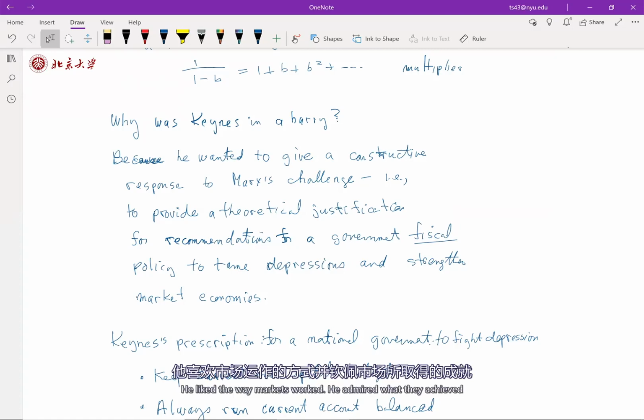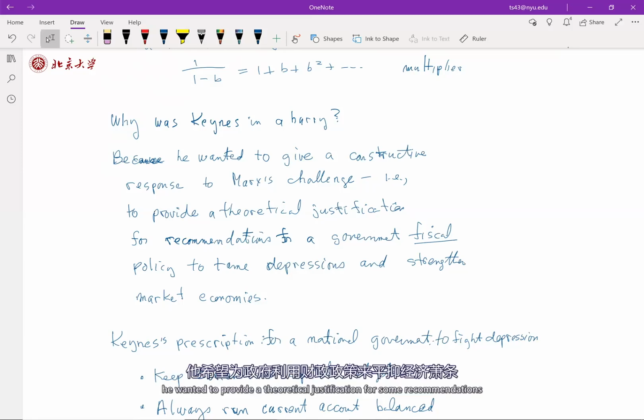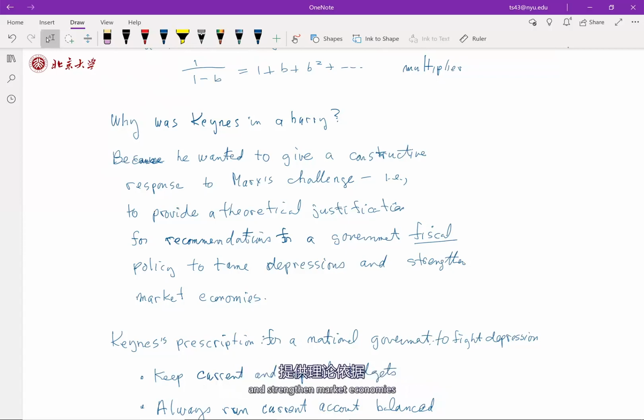He liked the way markets worked. He admired what they achieved. So he wanted to give a constructive response to Marx's challenge. That is, he wanted to provide a theoretical justification for some recommendations for a government to use fiscal policy to tame depressions and strengthen market economies. That's what he wanted to do.